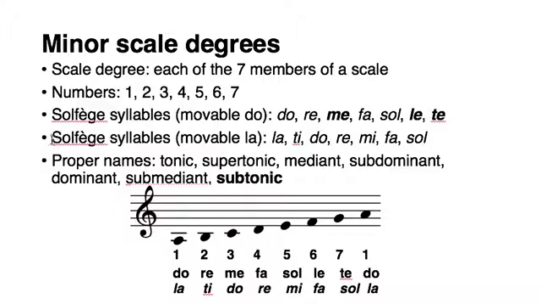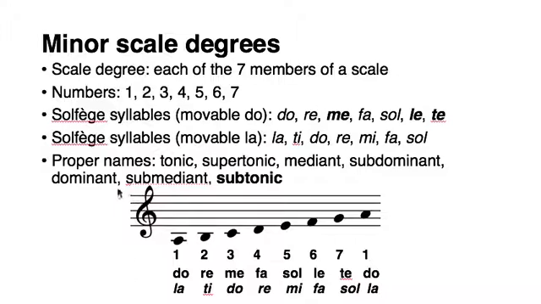Some people prefer to use the movable la system for minor scales, in which the names of the notes in Romance languages are applied to the syllables. So instead of starting on do, we would start on la, which is the name for A in Portuguese, French, Spanish, etc. So you'd have la, ti, do, re, mi, fa, sol, scale degrees 1 through 7. Now the movable la system is not as favored here in America as the movable do system is for major and minor scales. So if anything, this is just for reference. So you know that some people do this.